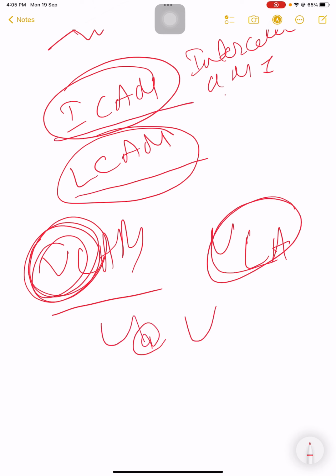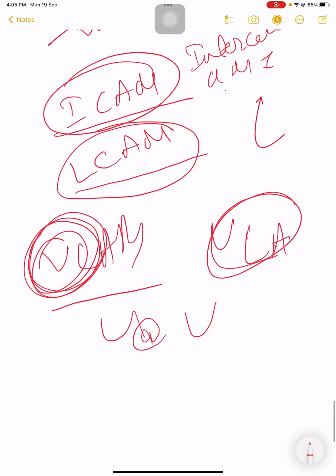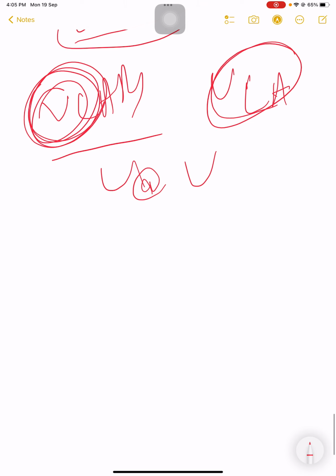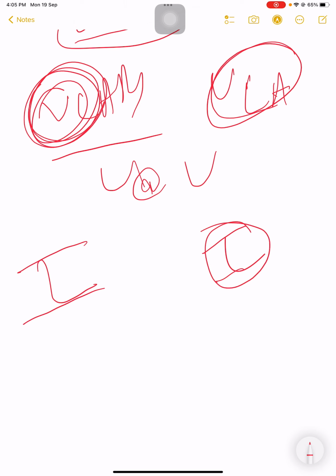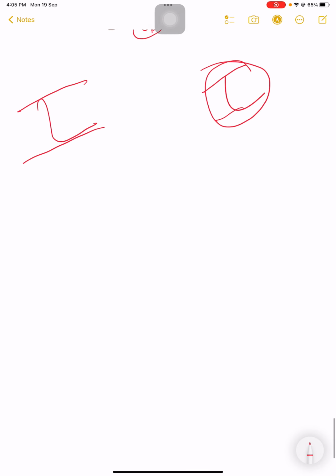ICAM, LCAM. Remember, while writing L, you just write it in this way, right? I put this one. So what would this be? I. So LCAM, ICAM. That would be a basic way of remembering. That is brought about by integrins.